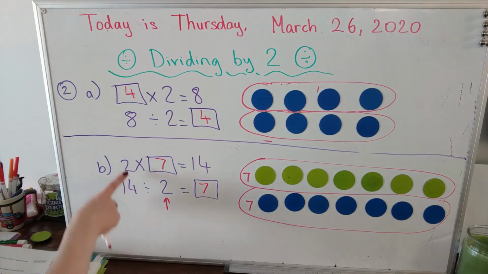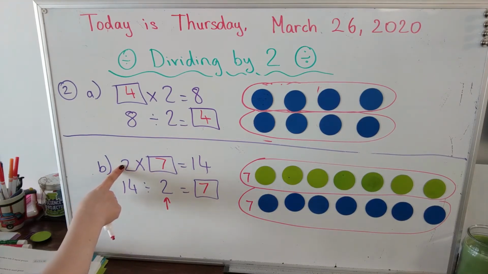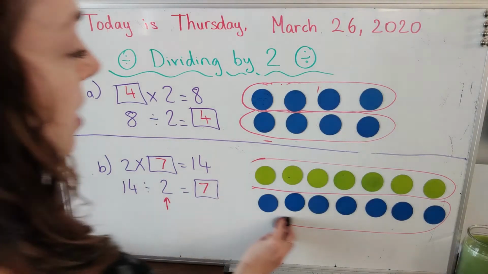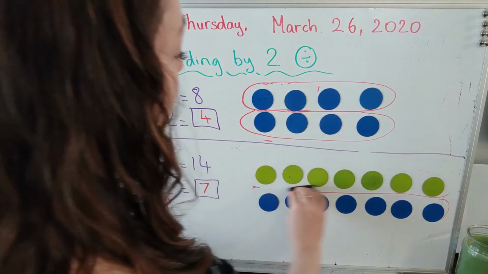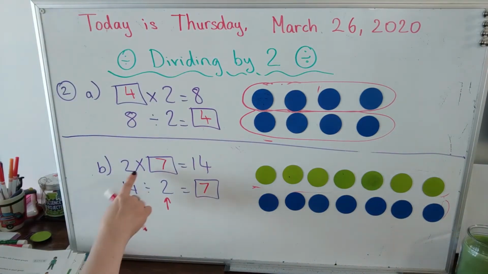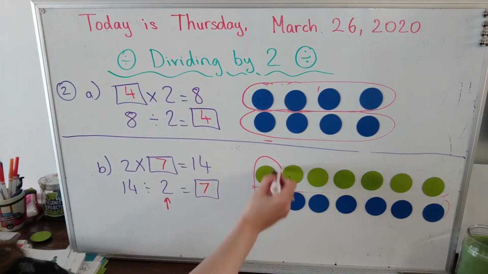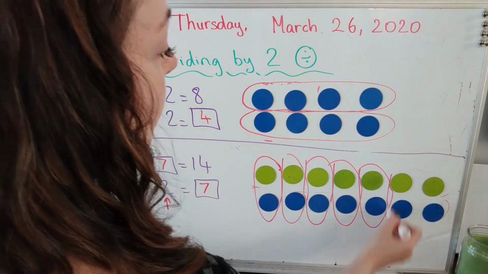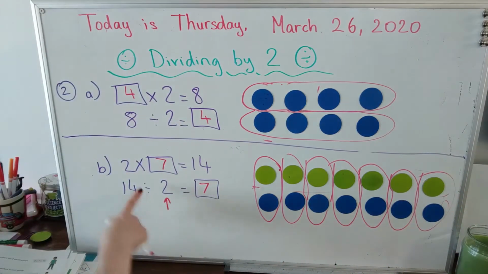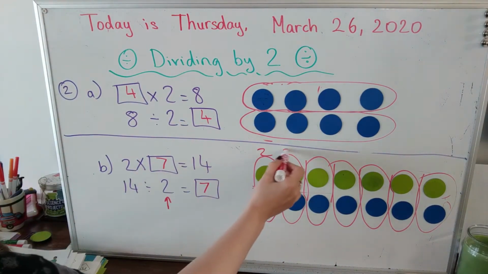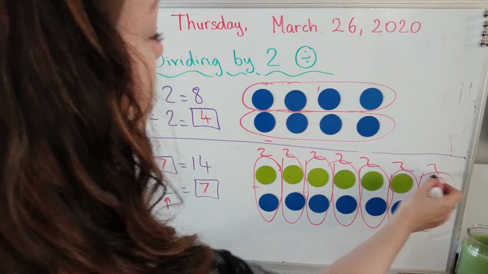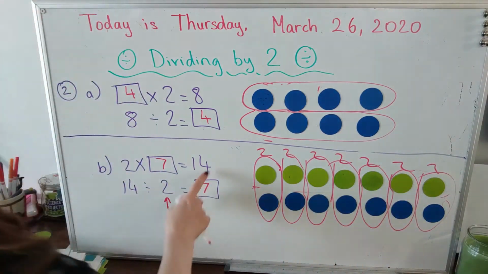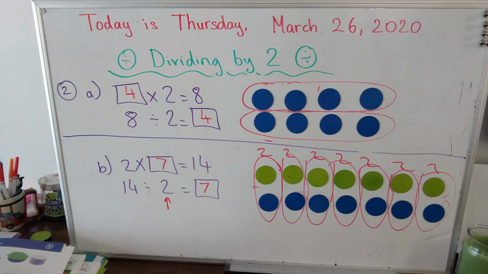And if we were multiplying and we were saying there are 2 counters and 7 groups, let me erase this so I can show you that one. This one has 7 groups. 1, 2, 3, 4, 5, 6, 7 groups. And inside each group there are 2 counters. 2, 4, 6, 8, 10, 12, and 14. Let's go ahead and turn the page and look at number 3.